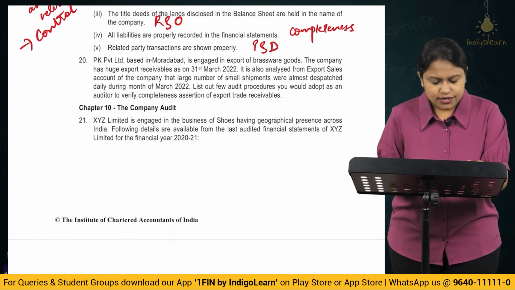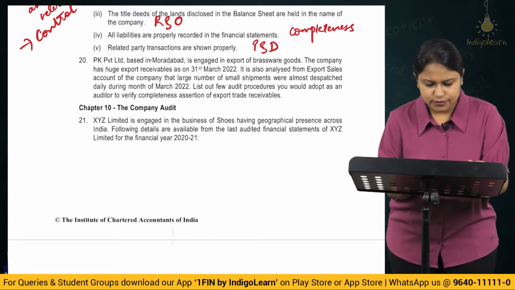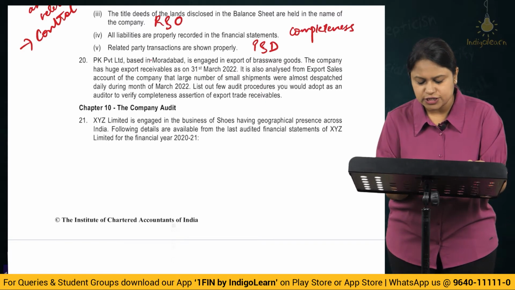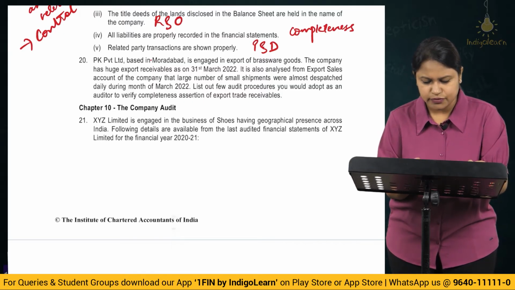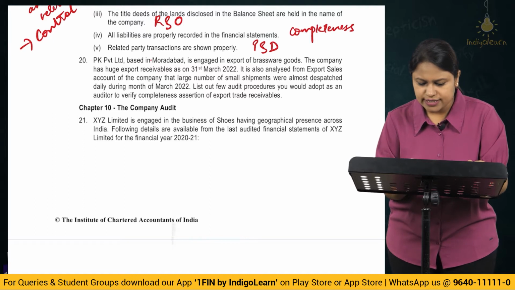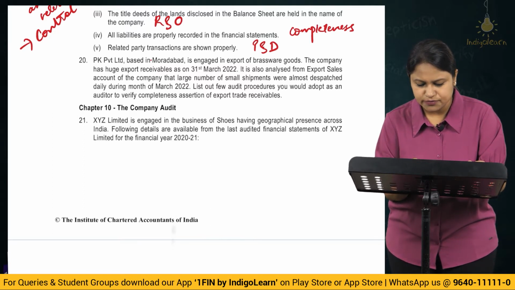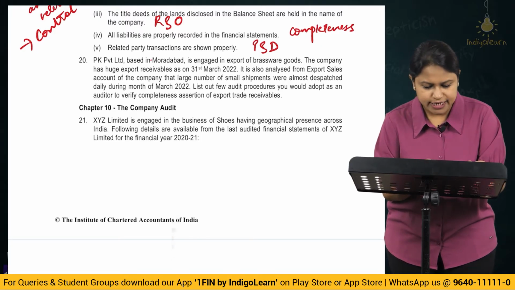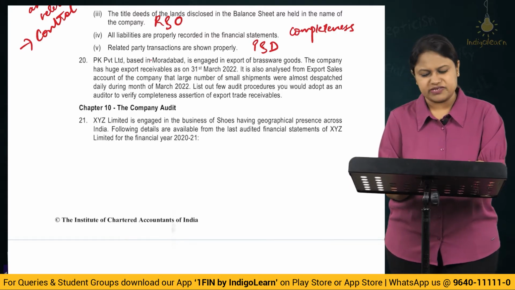Okay, then 20th question. PK Private Limited based in Moradabad is engaged in export of brassware goods. The company has huge export receivables as on 31st March 2022. It is also analyzed from the export sales account of the company that a large number of small shipments were also dispatched daily during the month of March 2022. List out a few audit procedures you would adopt as an auditor to verify completeness assertions of the export trade receivables.